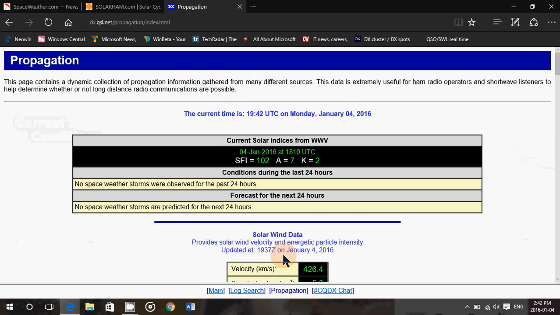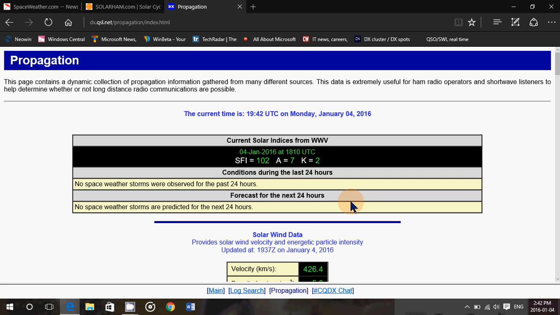Propagation, you click here, and you've got with the time solar flux 102, A index 7, K index 2. Once again, these are also numbers that have different colors. So if K index becomes 4, you'll see it become yellow. If it's at 8, you'll see it red. So it gives you a very, very rapid look at geomagnetic activity.